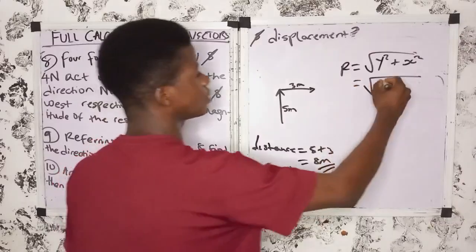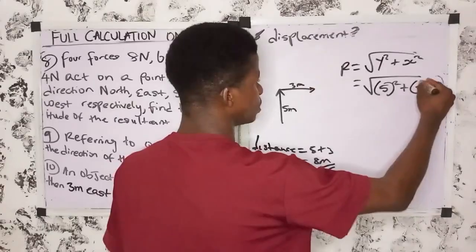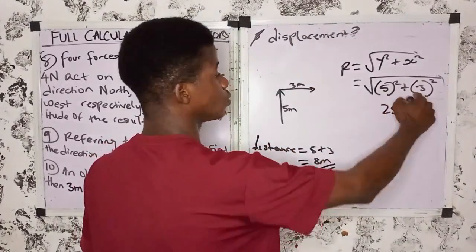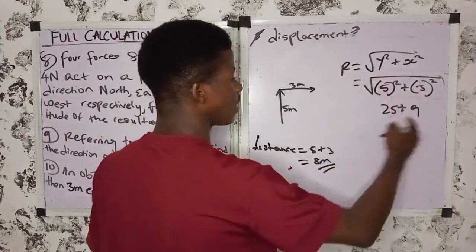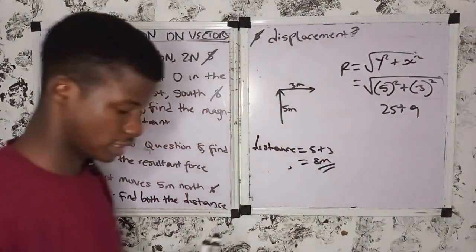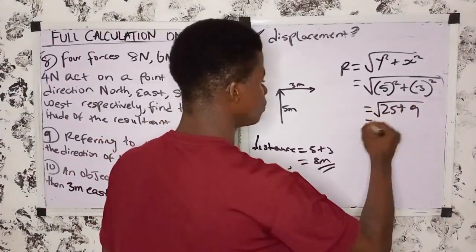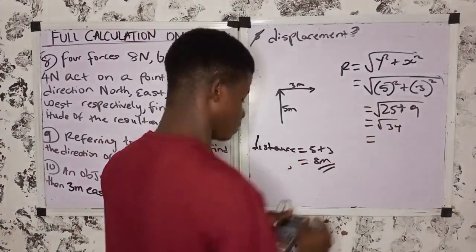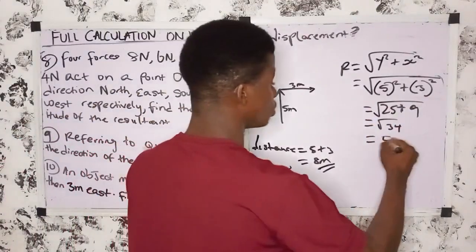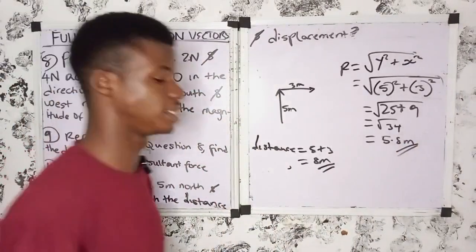So our y is 5, so bracket 5 all square. Then x is 3, so bracket 3 all square. The square of 5 is 25, then the square of 3 is 9, right? If we add them up, 25 plus 9 gives us 34. Now what is the square root of 34? The square root of 34 is 5.8. So our displacement is 5.8. So it's very easy.